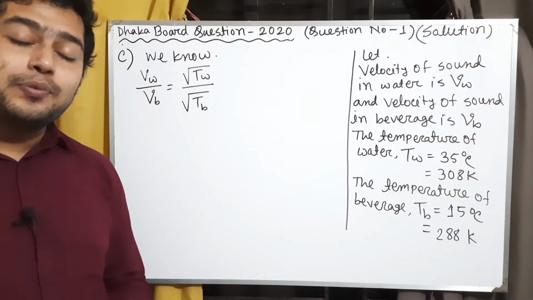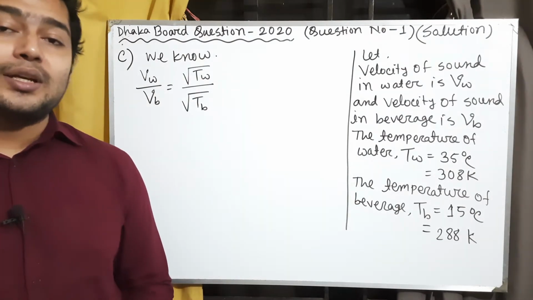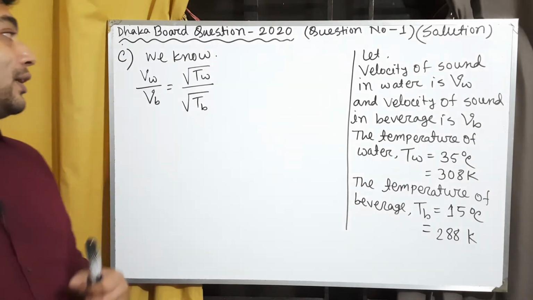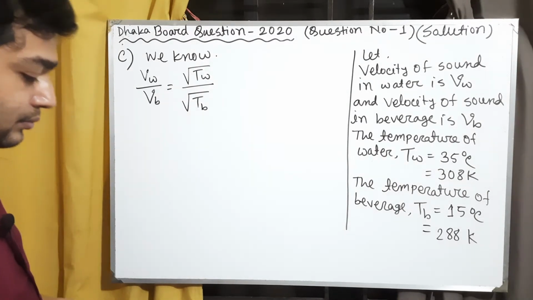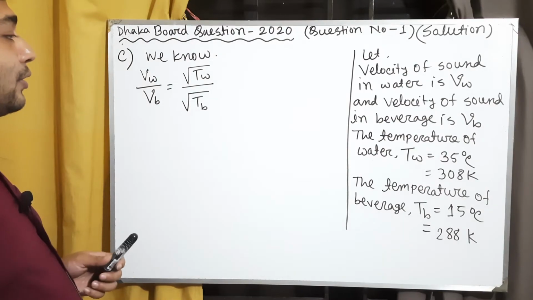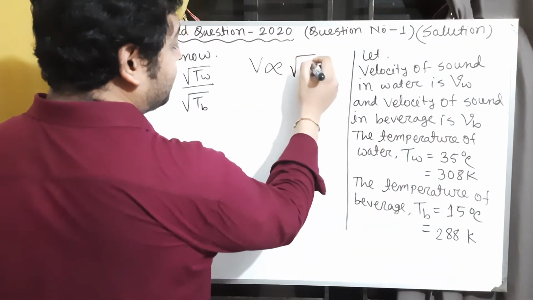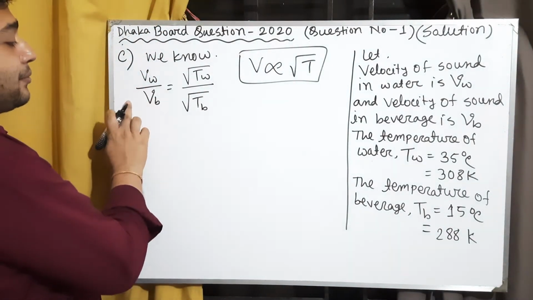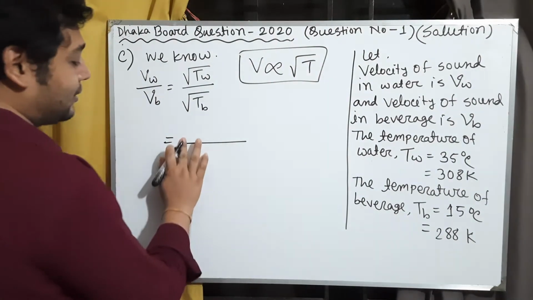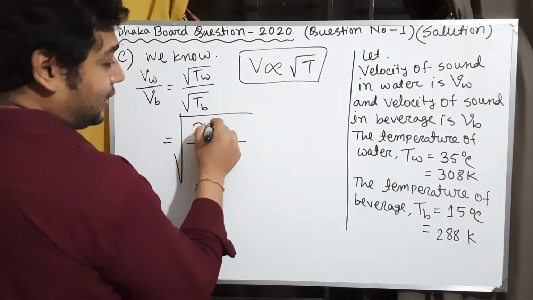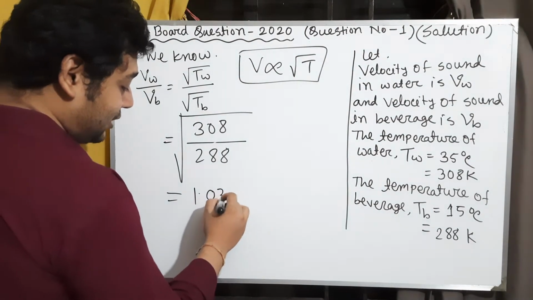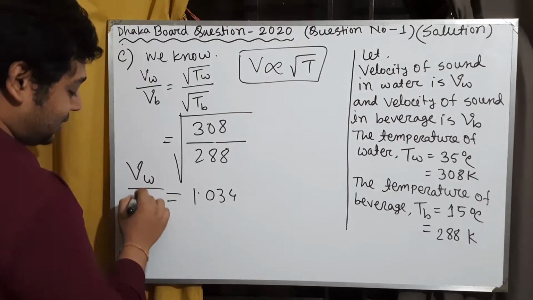We know that the velocity of sound is directly proportional to the square root of the temperature, V proportional to root of T. According to this formula we can write VW by VB equal to root of TW by TB, and putting the values we get root of 308 by 288, and the result is 1.034, VW by VB.